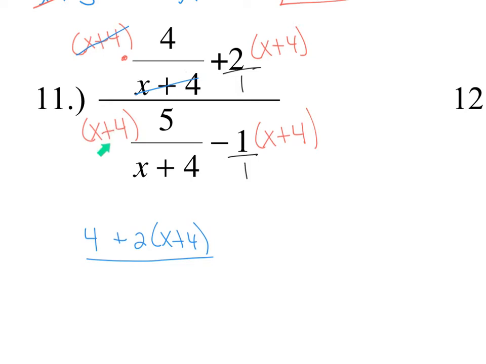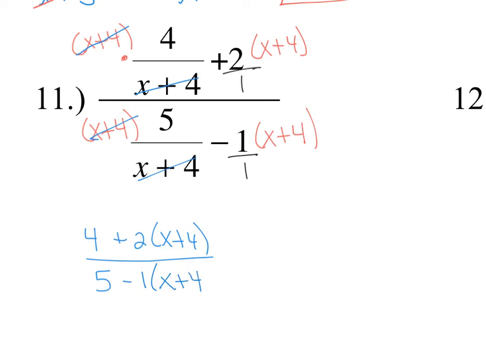And in the lower left fraction, again, the x plus 4 divided by x plus 4 will simplify out, leaving us just 5 minus. And then in the lower right fraction, x plus 4 divided by 1, nothing simplifies. So you have negative 1 times x plus 4.